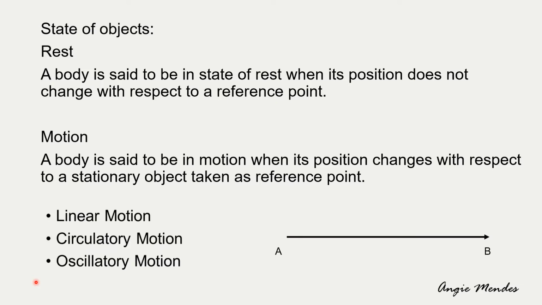Motion can be of many kinds. As you already know, motion can be linear motion, that is in a straight line. It can be circulatory or it can be oscillatory.